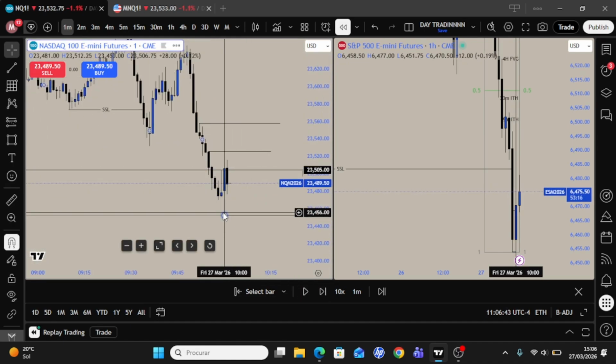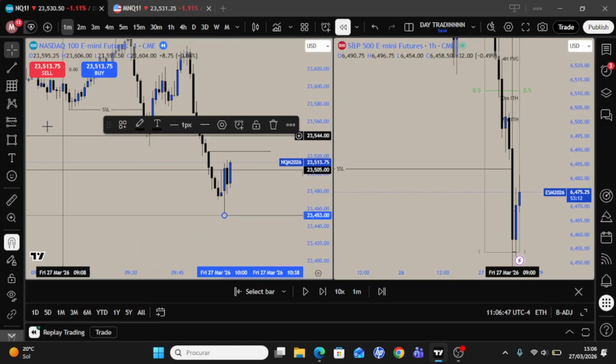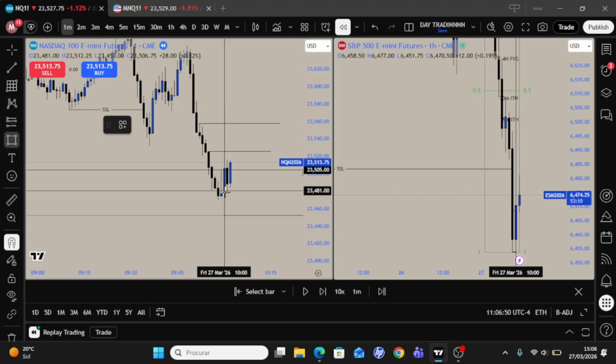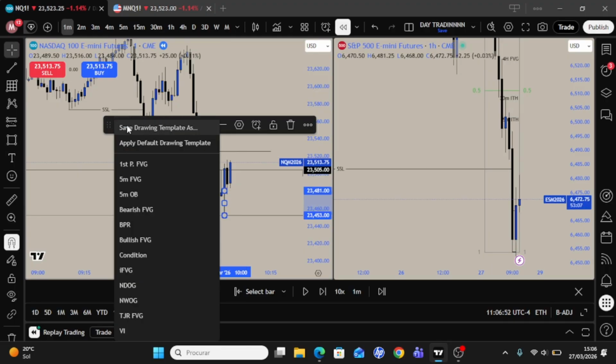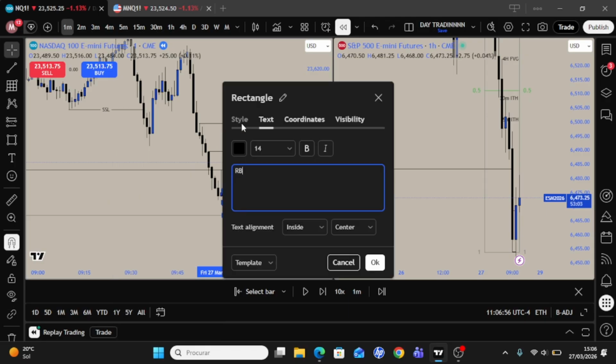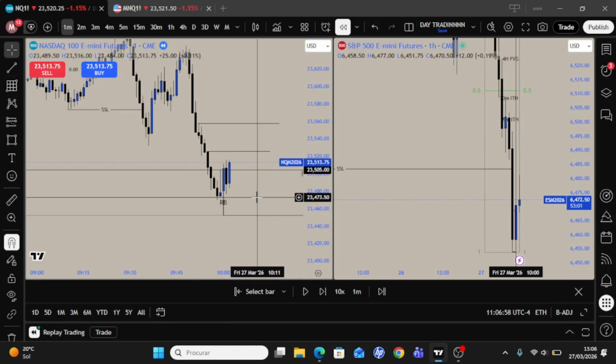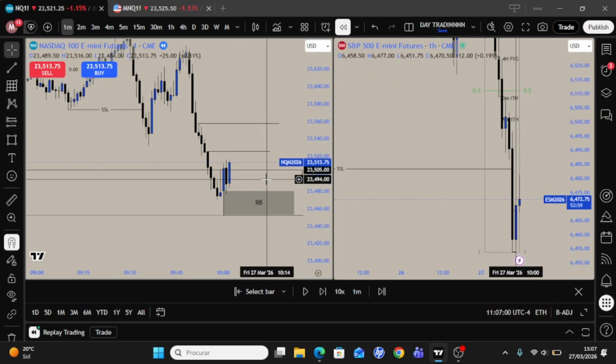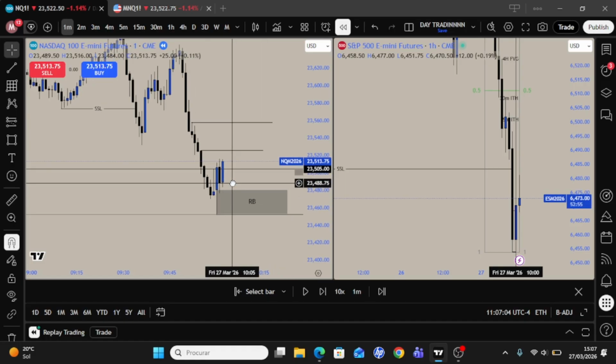10 a.m. opens, we put in this data low. Data low, it's also a rejection block. I looked at this as a rejection block here. So we put in a rejection block there.